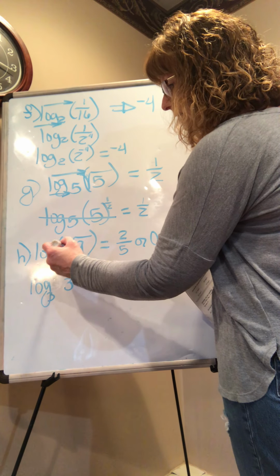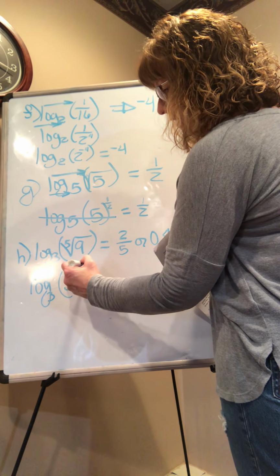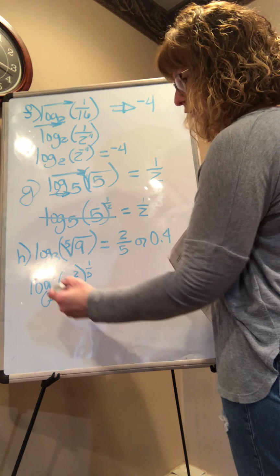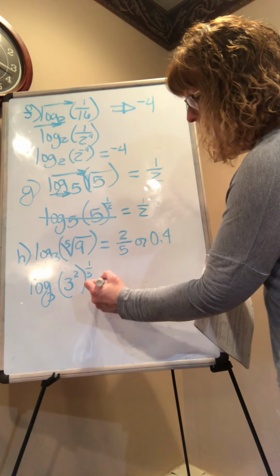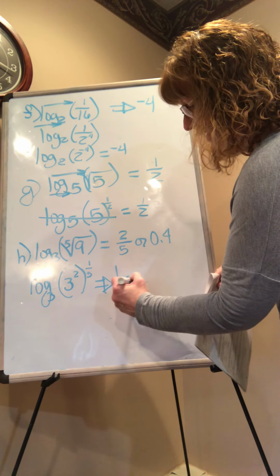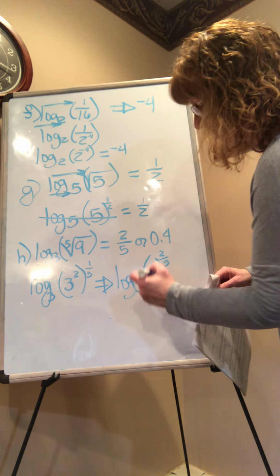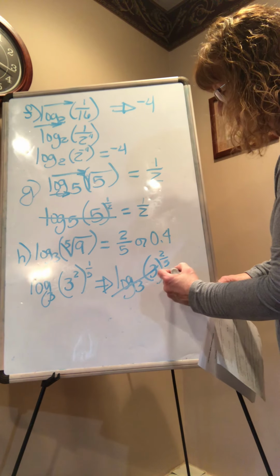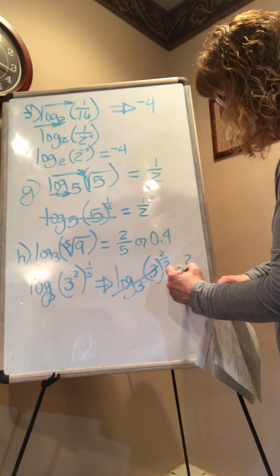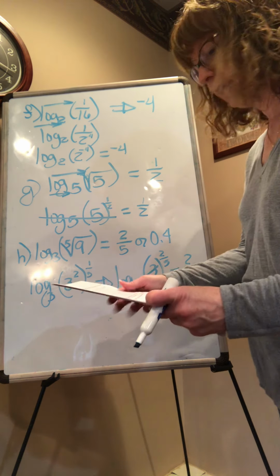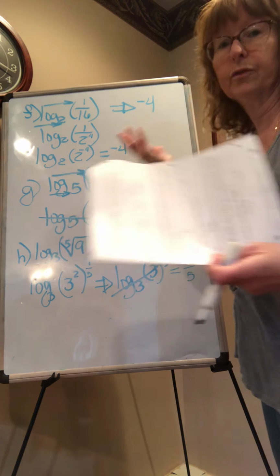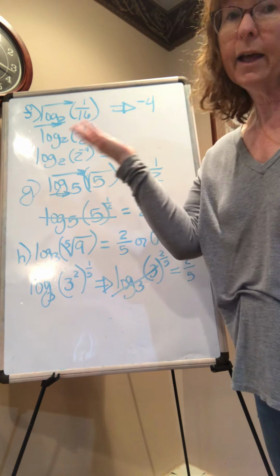And this index is 5. So that's 1/5. So this actually cleans up to the log base 3 of 3 to the 2/5. Well, again, they cancel. 2/5 drops out. And so your calculator would give you 0.4, but of course you'd hit math enter twice and you would be back.